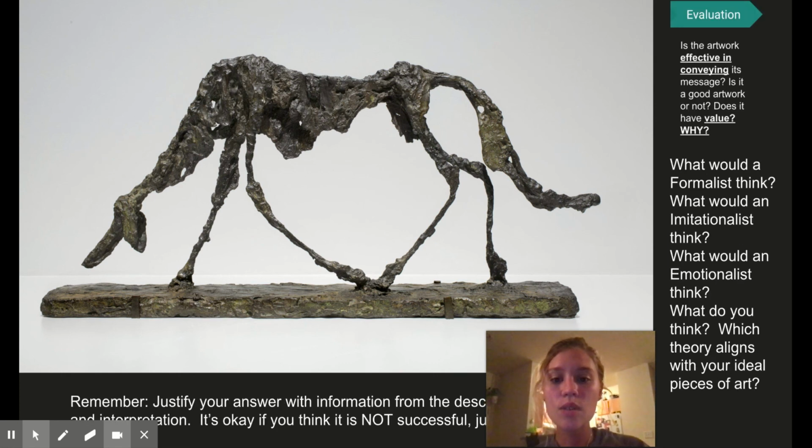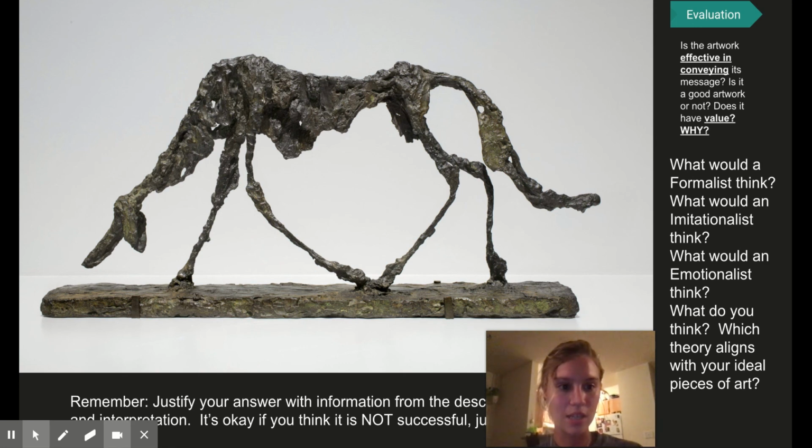And then the last one is evaluating. So this is answering a couple questions and backing them up as well. Do I think that this artwork is effective at conveying its meaning? Yes, I do. I think that it absolutely, with its proportions being so skinny, is effective at telling me that this is a hungry dog. So yes, and then that little rant was why.